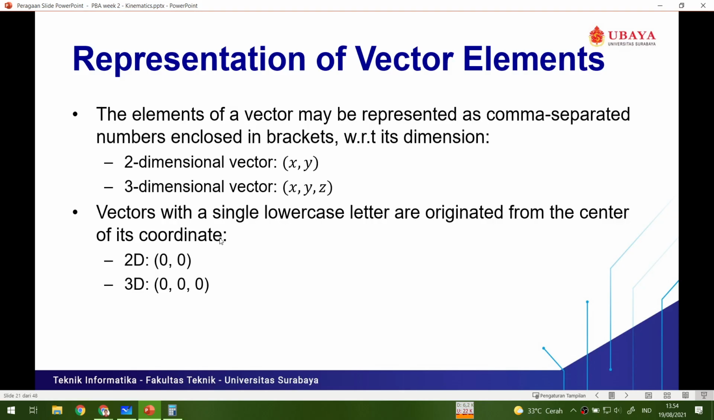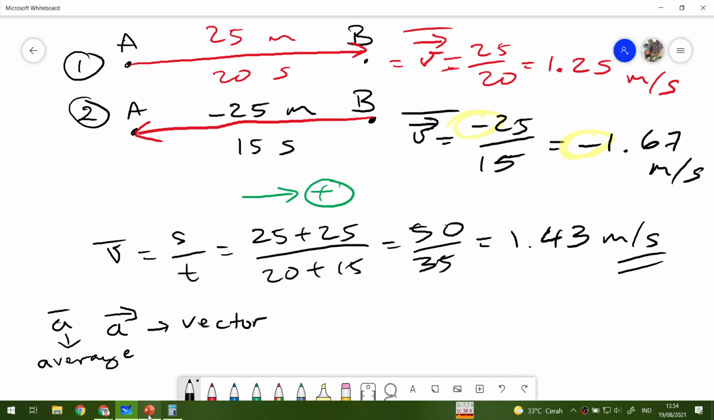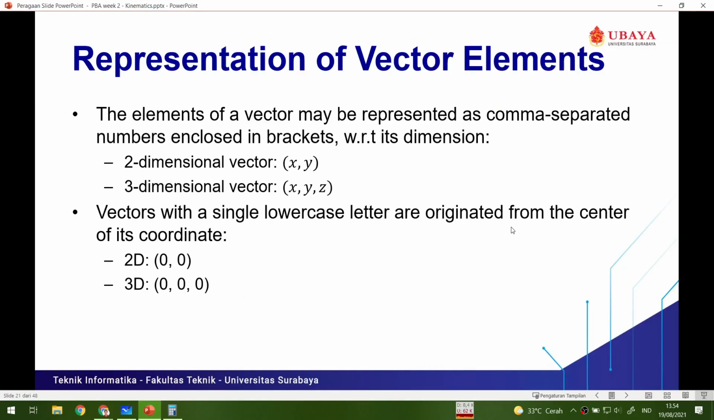And then vectors with a single lowercase letter, like my a vector here. The origin of any vector with a single lowercase letter is from the center of the coordinate system. So if it is a two-dimensional vector, then my a vector actually originates from 0, 0, x equals 0 and y equals 0. For 3D vectors, it originates from x 0, y 0, and z 0.